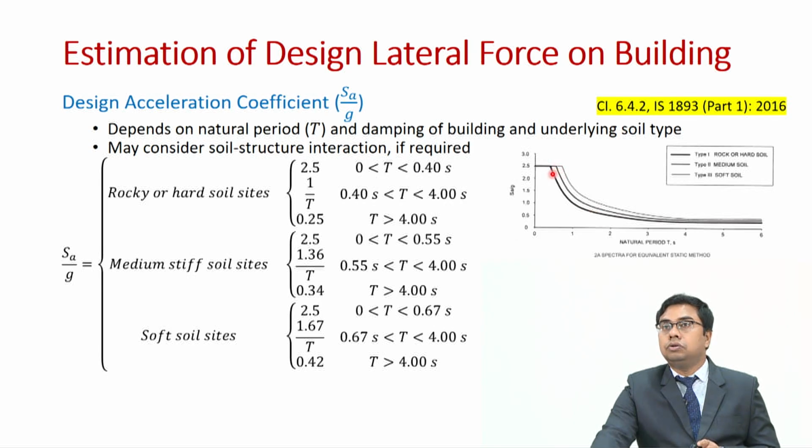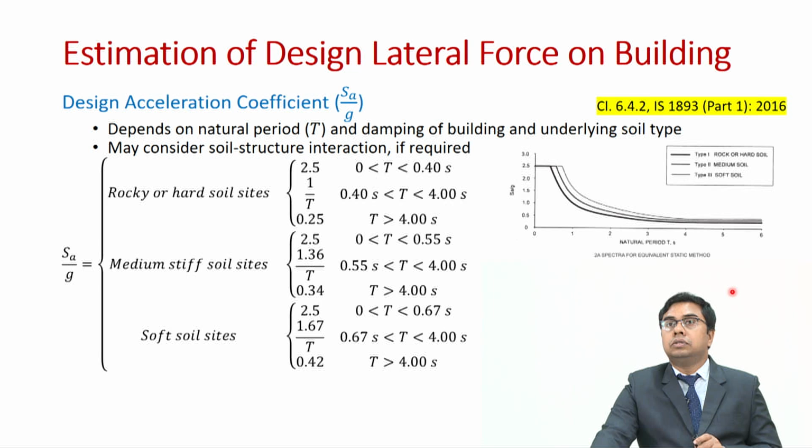Another thing which you can notice in this plot, that there are 3 different plots, and these are for different soil types, whether the underlying soil is a rock or hard stratum, whether it is a medium soil or a soft soil. Now for a building on soft soil, the value of SA by G will be usually larger than an identical building founded on rocky or hard stratum.